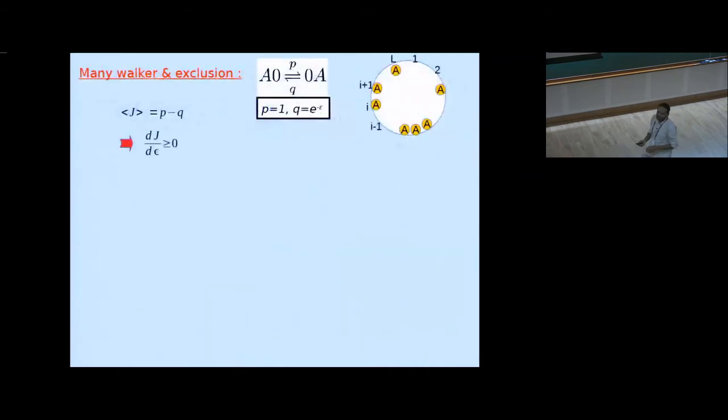So now let us take many walkers. Again, the state is homogeneous, it's on a ring. Particles move to the right, and the probability of moving right minus left is P minus Q, which is positive, and dJ by d epsilon, like in the previous case, is still positive.